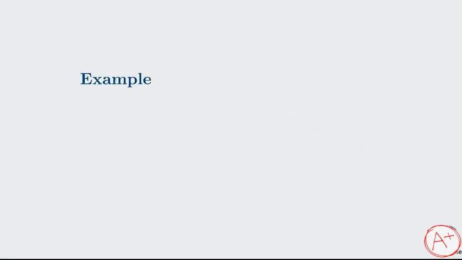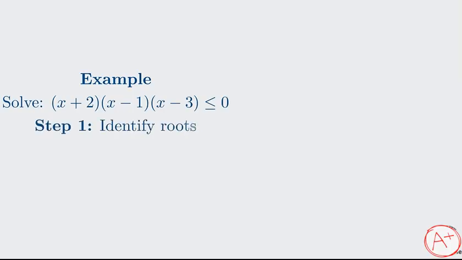Let us apply this to a specific problem. We need to find where this cubic expression is less than or equal to 0. First, we find the roots by setting each factor to 0. This gives us x equals -2, +1, and +3.